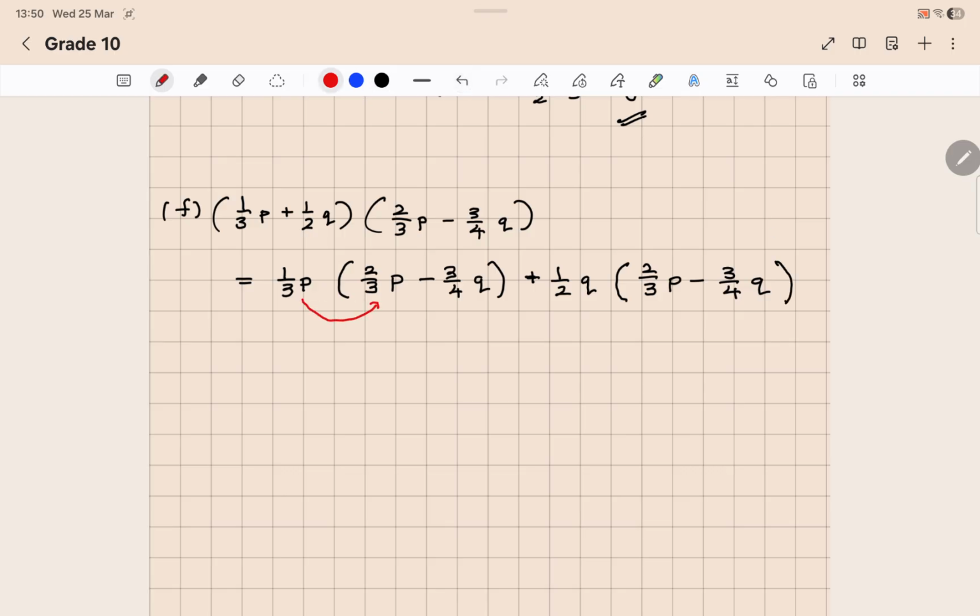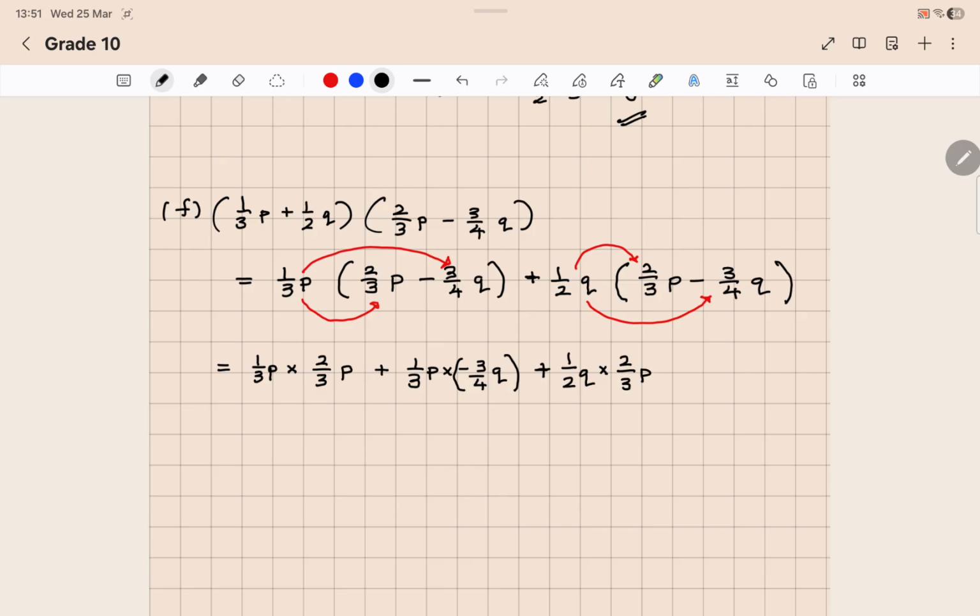Right. Then this term into this term and 1/3 p into that term. Those are the first two terms. 1/3 p times 2/3 p plus 1/3 p times minus 3/4 q, plus half q into this, half q into that. Half q times 2/3 p plus half q times minus 3/4 q.